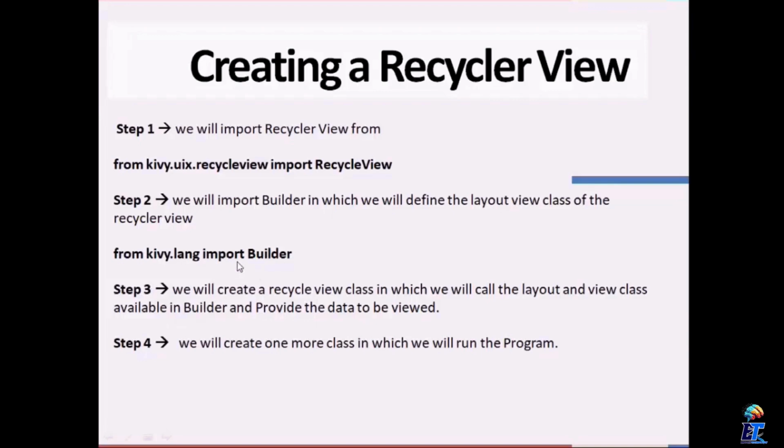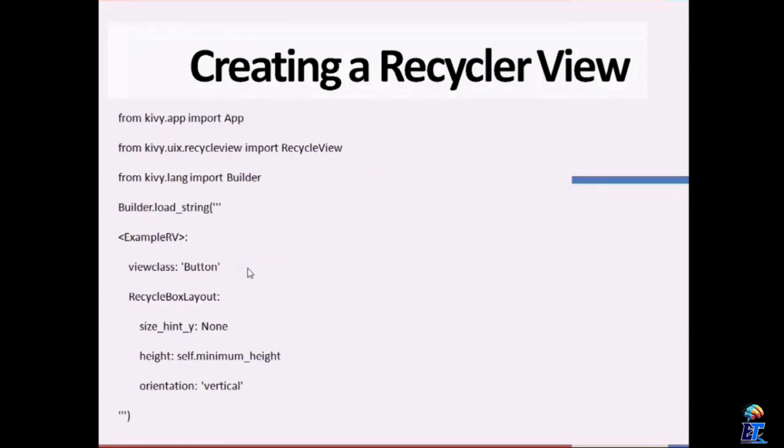For doing that, we are going to import the Builder from kivy.lang. Next, the third step is we are going to create a class in which we'll create a RecycleView class, in which we'll call all the layouts and view class available in the Builder and provide the data to be viewed. As we have defined the layout in the Builder, that is the only thing we are going to call in this class. This is the use of one class, and in the second class we'll run the program by calling out the first class. So let's see the code.